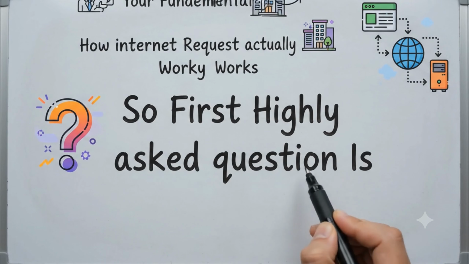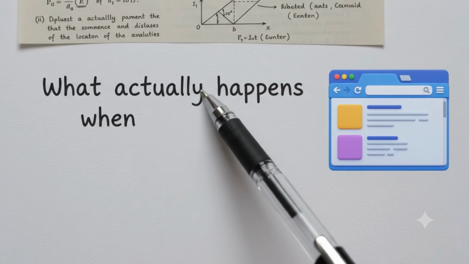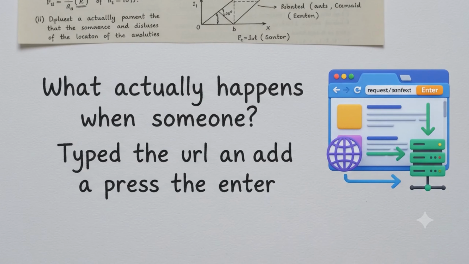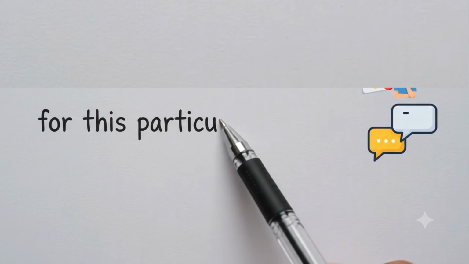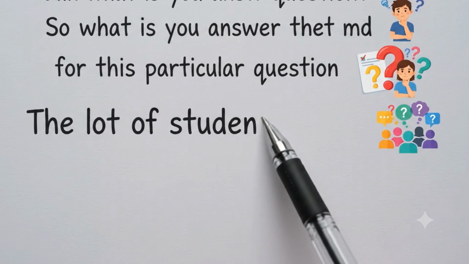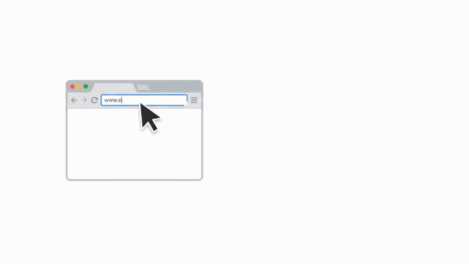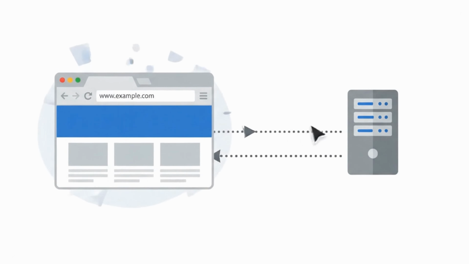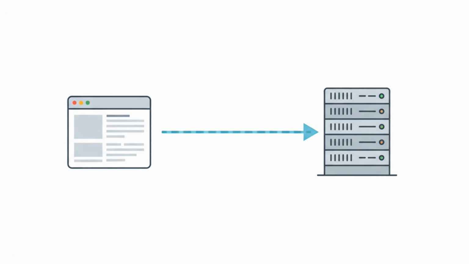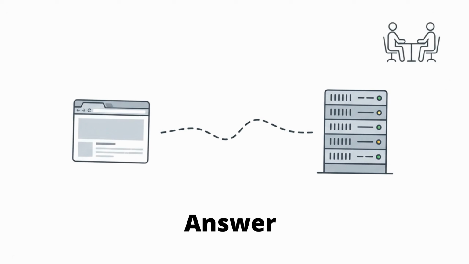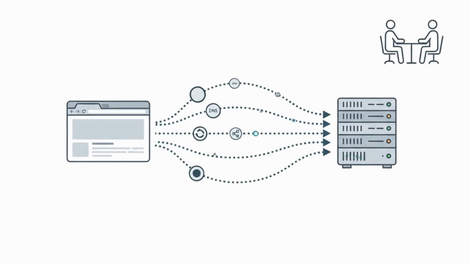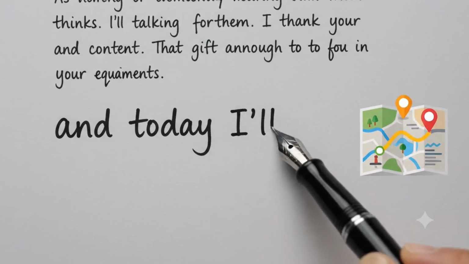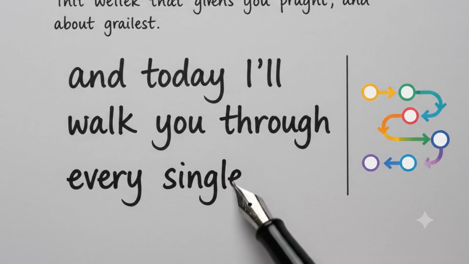So the first highly asked question is, what actually happens when someone types the URL and presses enter? So what is your answer for this particular question? A lot of students think: I enter the URL, the request goes to the server, and the server sends the page back. That's not wrong, but it's a very shallow answer to give in an interview. In a real production system, there are several things happening in between, and today I'll walk you through every single step.